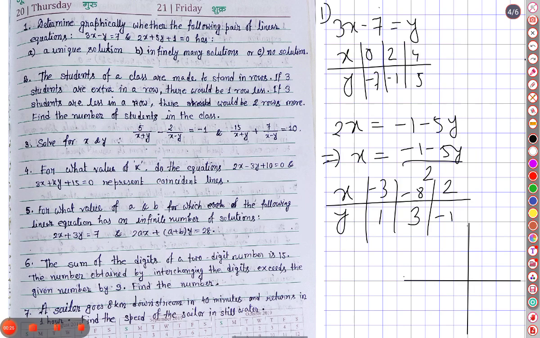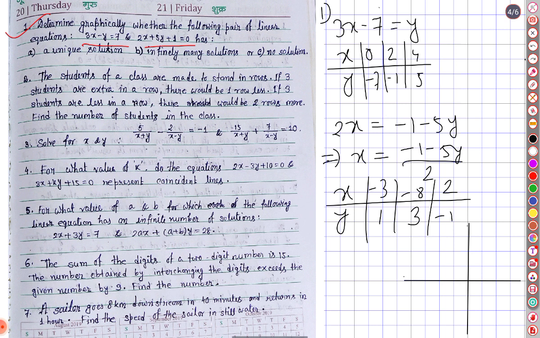You can see the first question. First question is: determine graphically whether the following pair of linear equations, 3x minus y equal to 7 and 2x plus 5y plus 1 equal to 0, has a unique solution, infinitely many solutions, or no solution. So process, you know this.